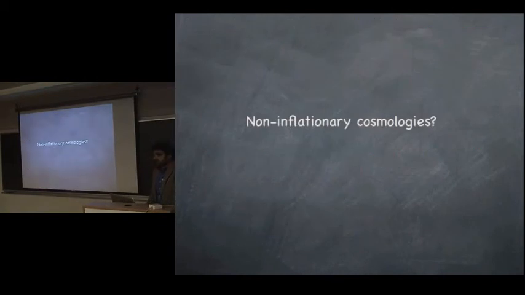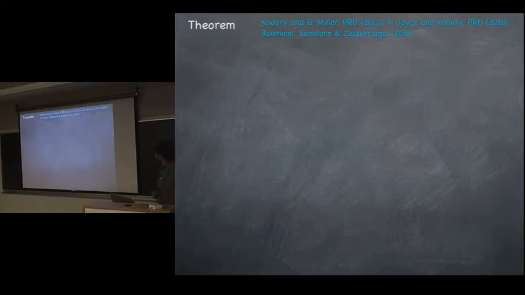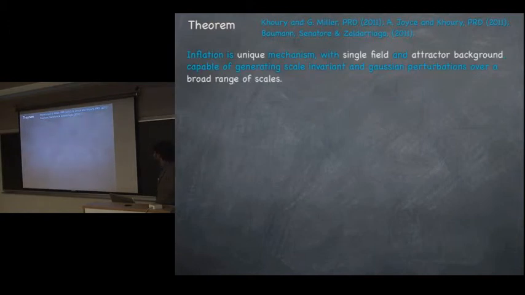What about non-inflationary models? This was all inflation. So I want to first tell you a theorem if we're going to move away from inflation. This is a theorem that I proved with my students, Godfrey Miller and Austin Joyce, and the results were independently found by Daniel Baumann, Leonardo Senatore, and Matias Zaldarriaga. Here's a statement. The theorem is very simple.